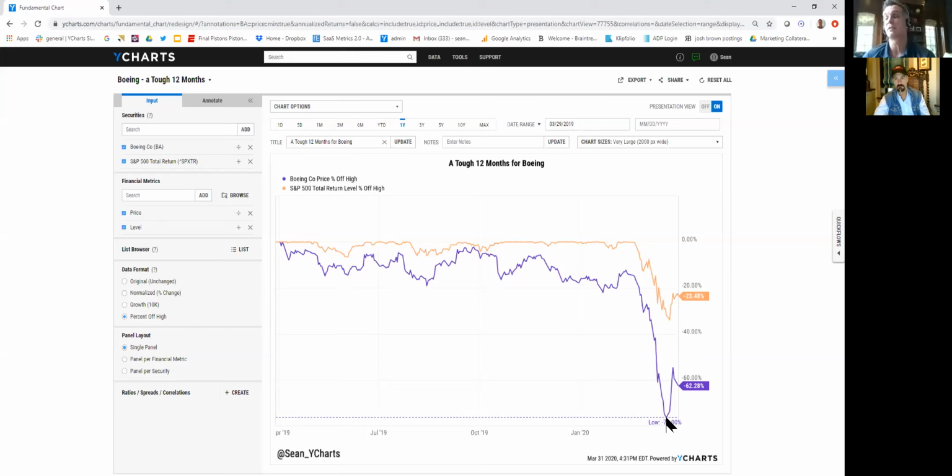I think there are a lot of investors on both sides of this: is this a huge investment opportunity for me right now that'll pay off over a 12 to 24 to 36 month horizon, or is this yet to bottom out? I'd be interested in your perspective. What are you thinking at the gut level about Boeing?